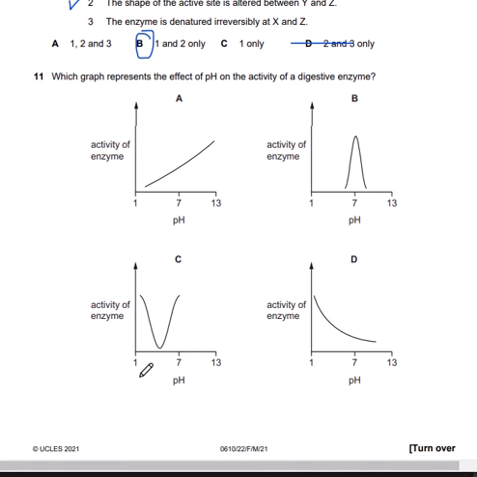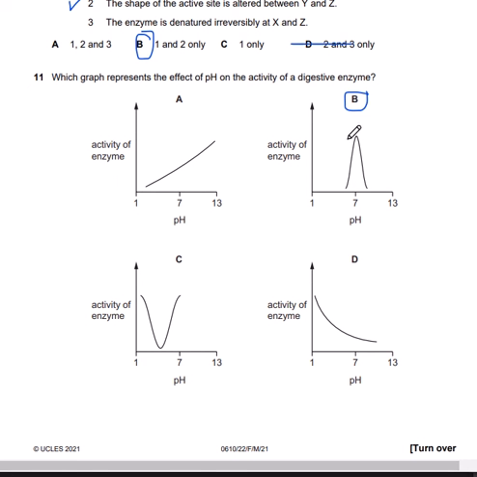Which graph represents the effect of pH on the activity of a digestive enzyme? That would actually be P, because it's only optimum at a specific pH, and then it would be denatured if it's below that pH or above that pH.